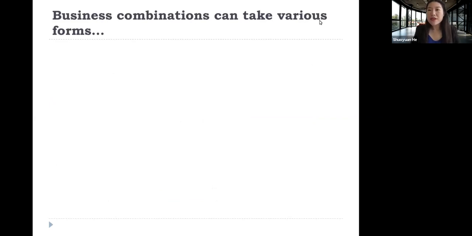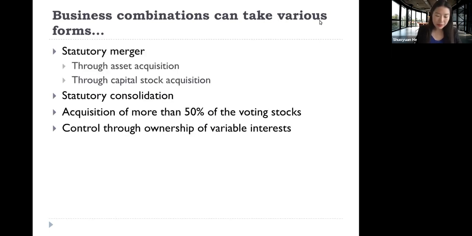And business combination can actually take various forms. So there are 4 major forms of business combination: statutory merger, statutory consolidation, acquisition of more than 50% of the voting stock, and control through ownership of variable interest, which is a contractual but not ownership control. Let me just briefly explain what the differences are among these four forms of business combination.